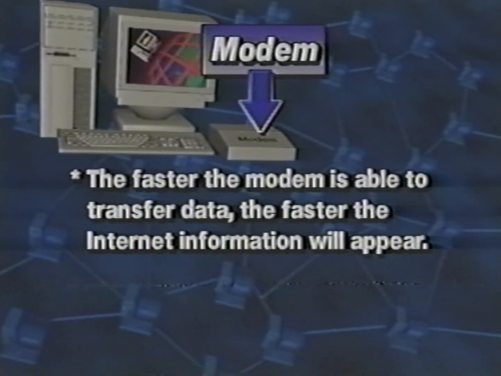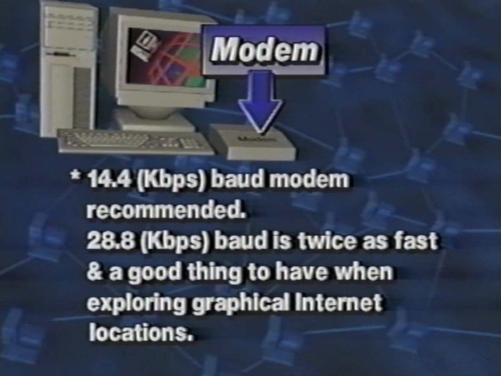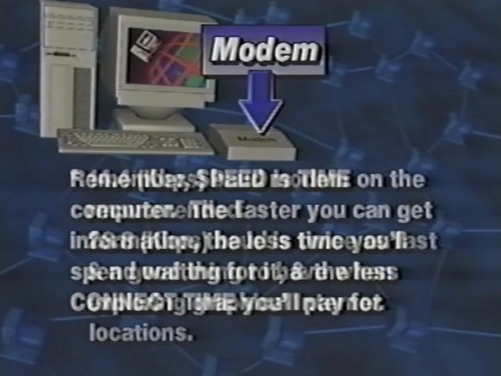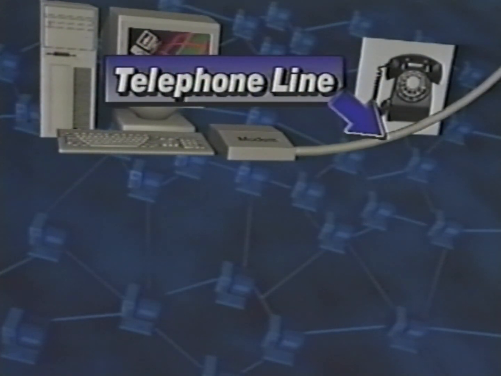Again, this also depends on the amount of RAM you have. It's recommended to have at least a 14.4 baud modem. A 28.8 baud is twice as fast and a good thing to have when exploring some of the graphic-oriented programs you find on the internet. There are even faster modems being sold now, so check with your dealer. Remember, speed is time on the computer. The faster you can get information, the less time you'll spend waiting for it, and the less connect time you'll pay for.